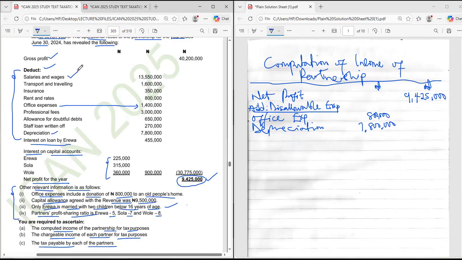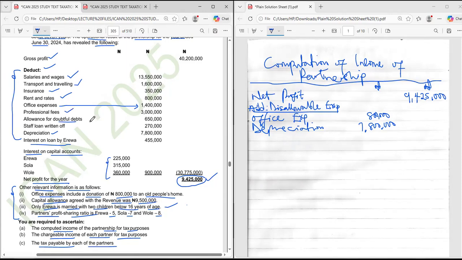So salaries and wages is normal. It should be allowed, except when you are paying it to your family members without them working for you. Then it's disallowed. Transport and traveling is normal. Insurance is normally allowed. Rent and rate is normally allowed. Office expenses is allowed. Only that in this case, they told us that 800 was for a donation to a body that we don't know. Then the next one is professional fees, which is allowed. Maybe audit fee, consultancy fee, they're allowed.